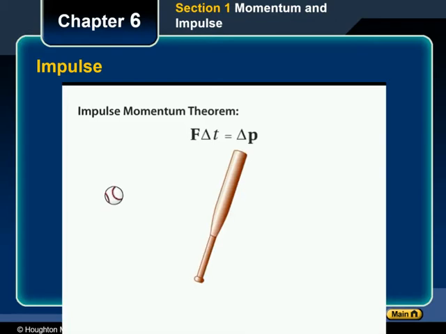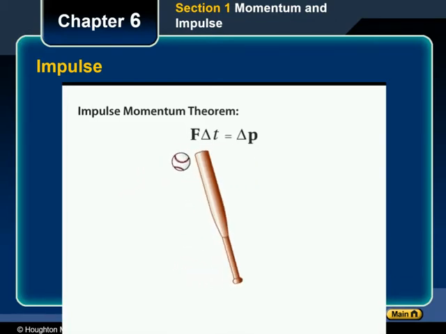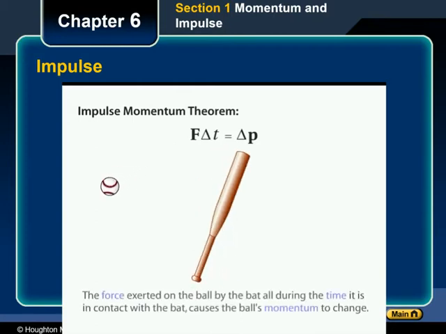When one object strikes another, the two are in contact for a measurable period of time, and forces can act between the objects during this time. The effect of these forces will cause the momentum of each object to change. The application of force over time to change momentum is known as impulse.